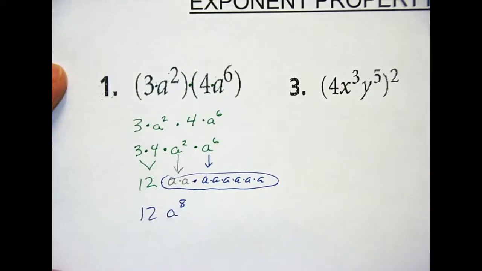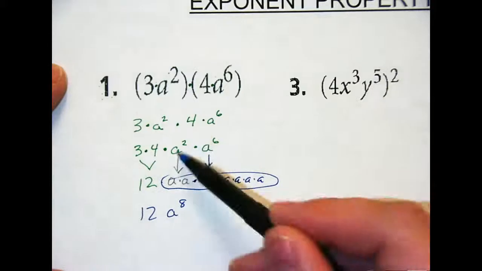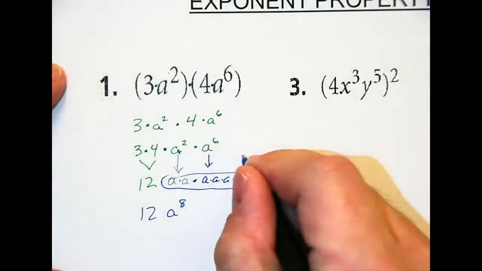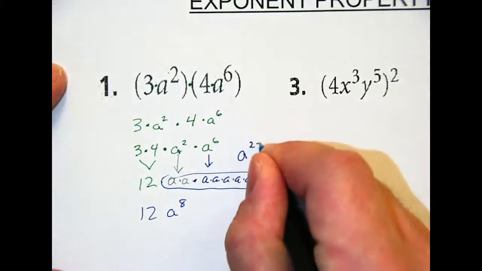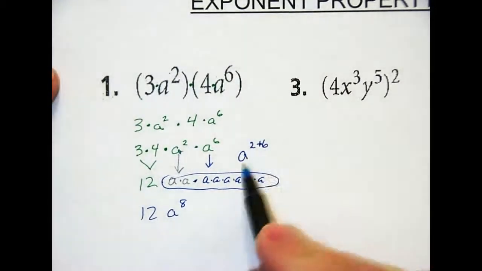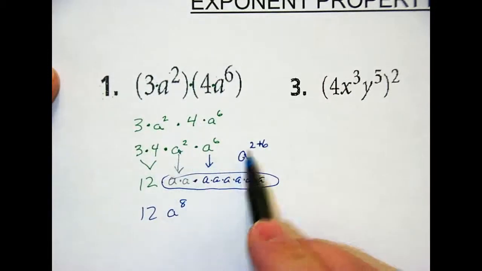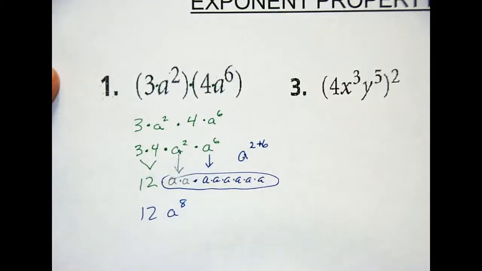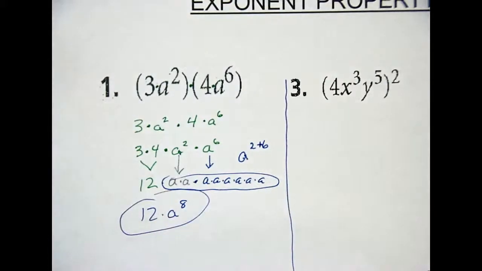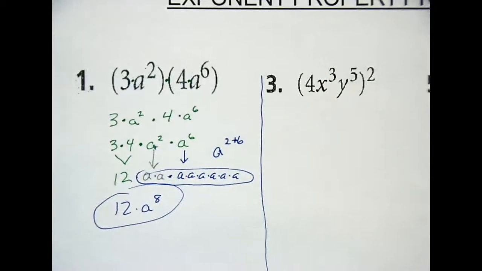So the shortcut, tell your neighbor what the shortcut is to go from here to here. Very good. So I heard it's add the exponents. When you multiply, you add the exponents. If they have the same base, you keep the base, add the 2 and 6. All right. Final answer, 12a to the 8th. Questions there? Yes? Only when you multiply, right? Correct. All right. Other questions?